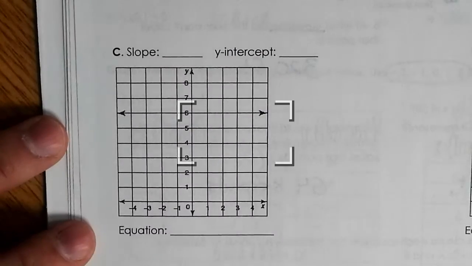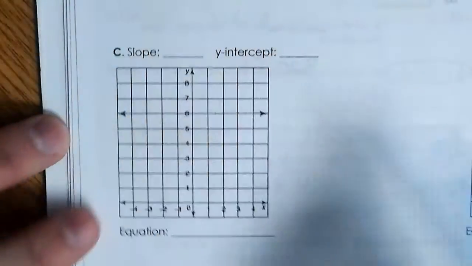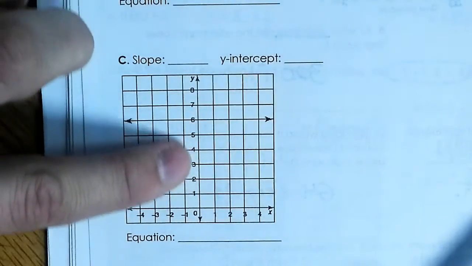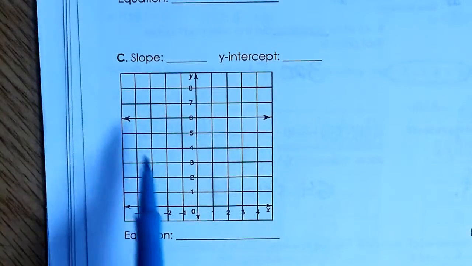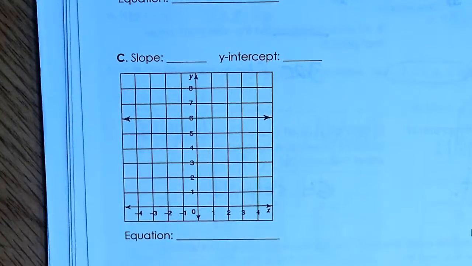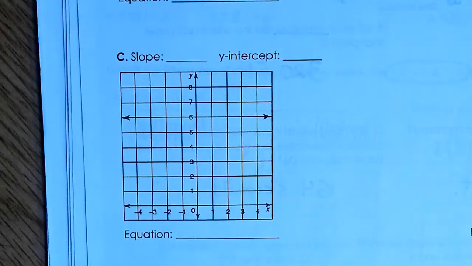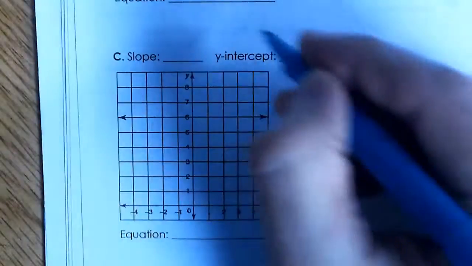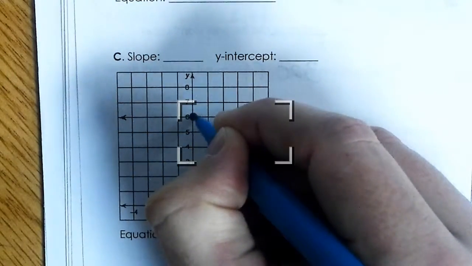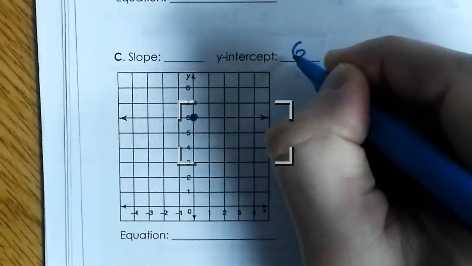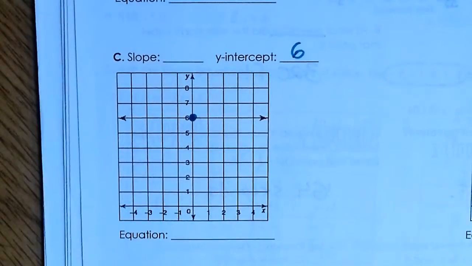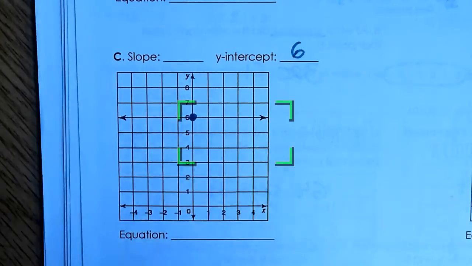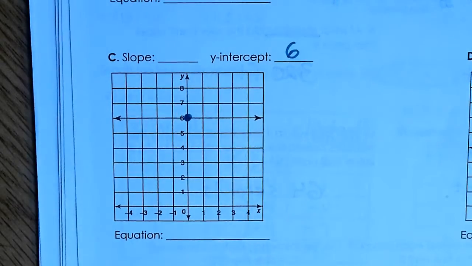Notice this is the y-axis right here, going straight up and down, and this is our graph. Where does it touch the y-axis? 6. Excellent. Touches it right there. Good, a +6. Pretty easy so far? All right, let's go to the next one.